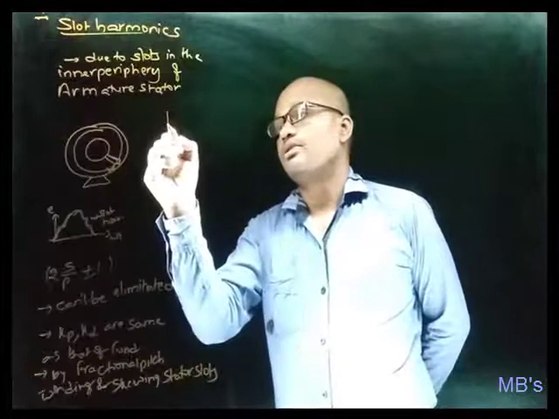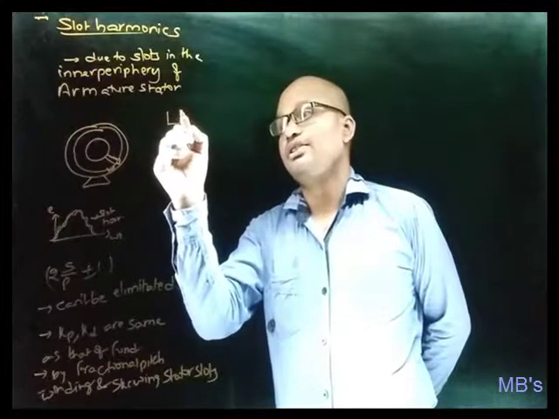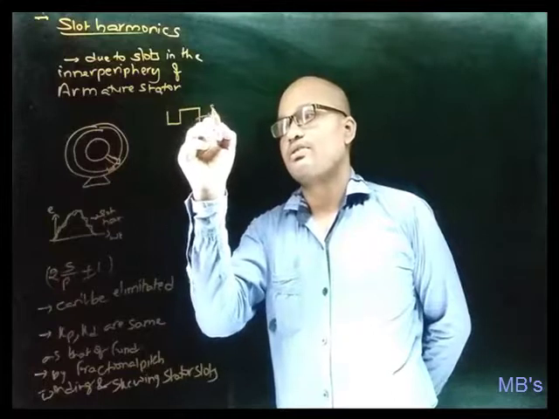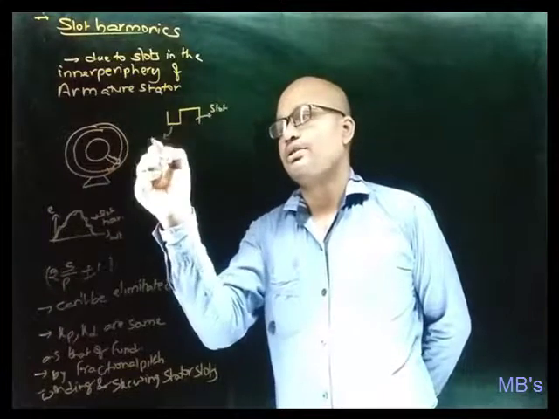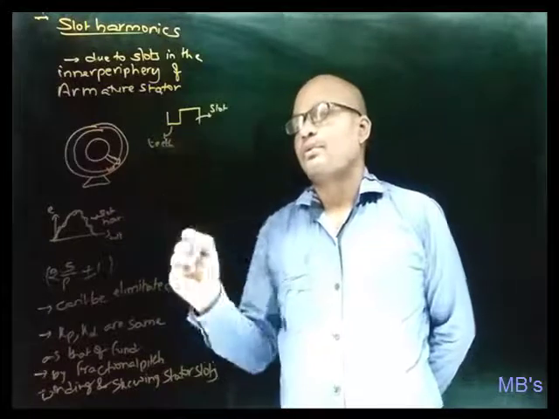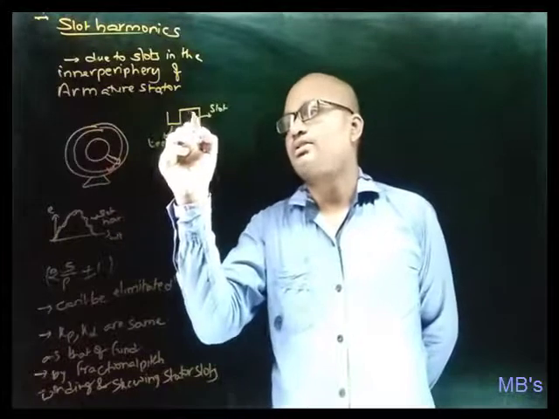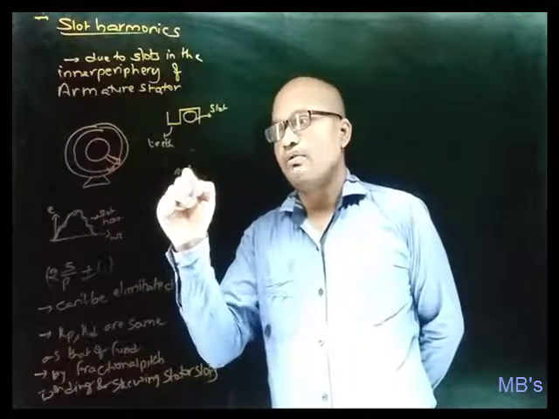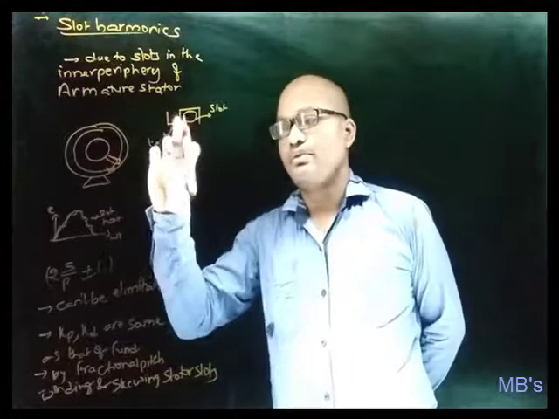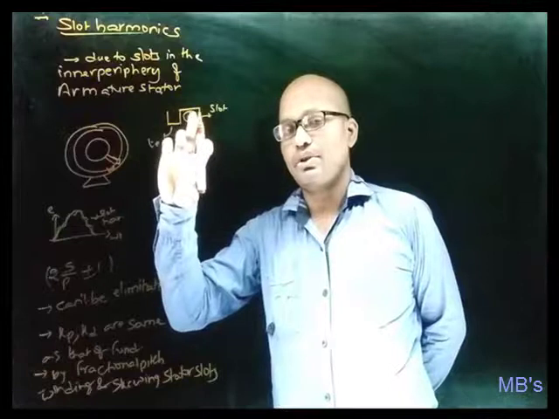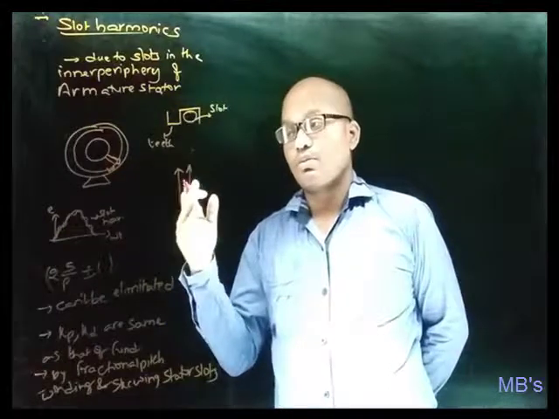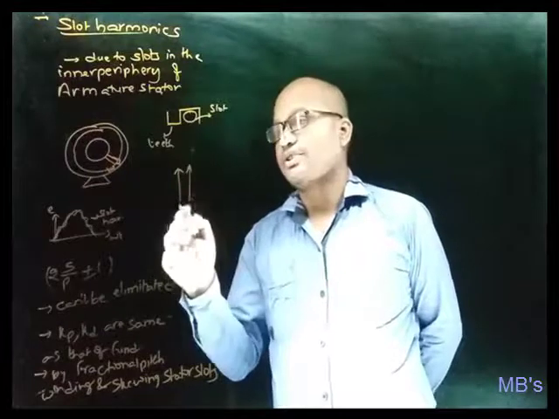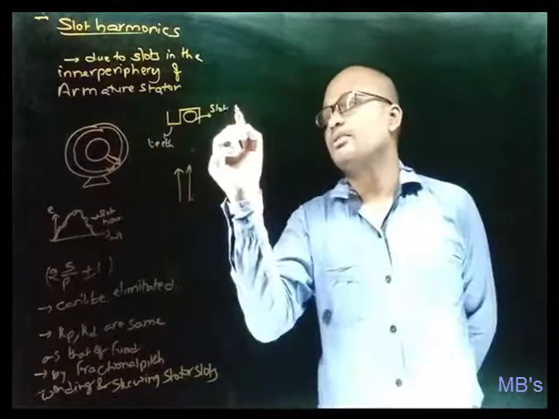Let us suppose this is our stator teeth and let this be our stator slot. This is the slot and this is the teeth. As you know, the conductor will be placed in the stator slot, and observe that the flux coming from the rotor will have different air gap lengths because of the stator teeth and the stator slot. That is why harmonics occur. Now let's see how stator slot skewing reduces our slot harmonics.